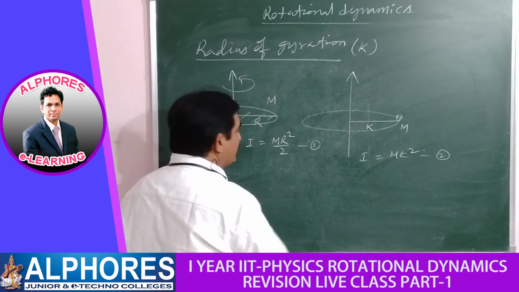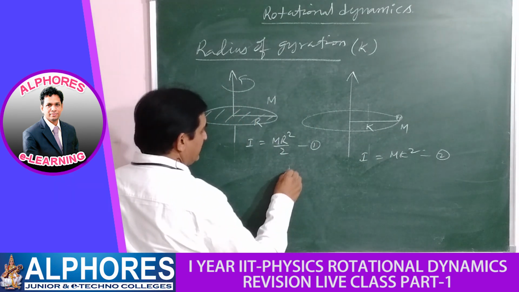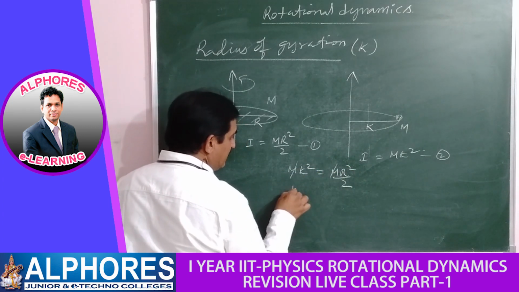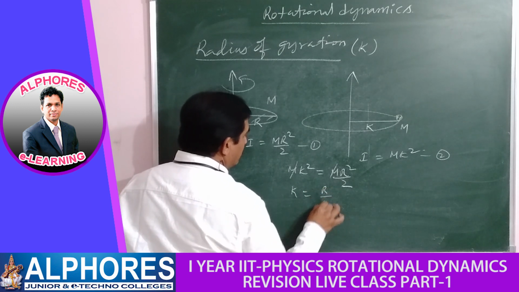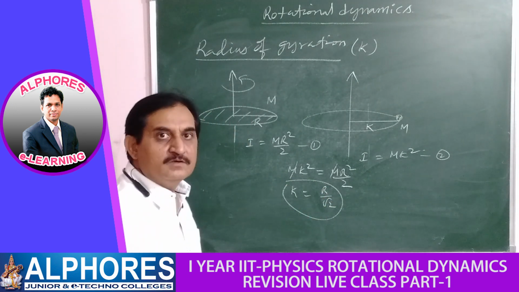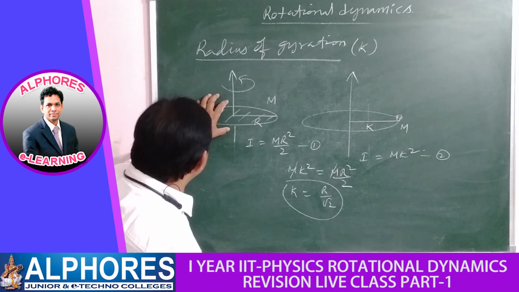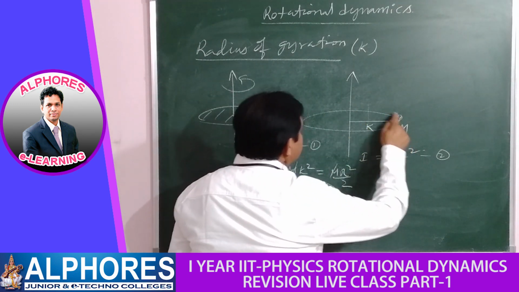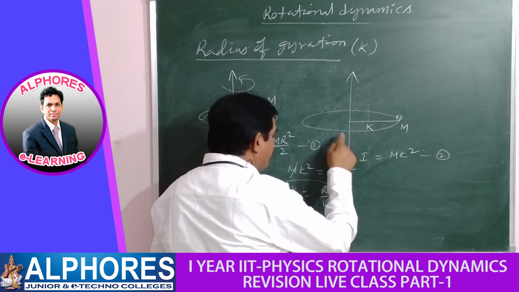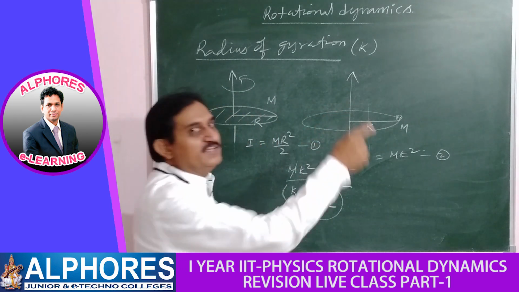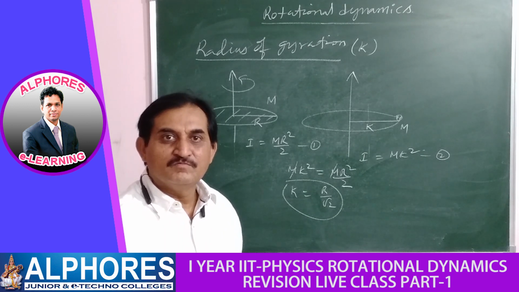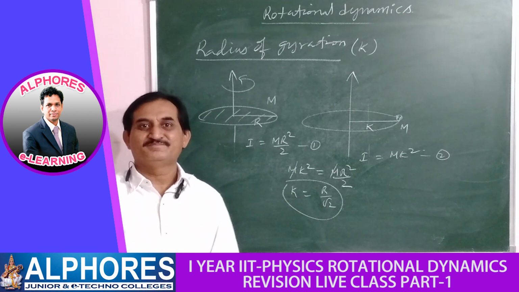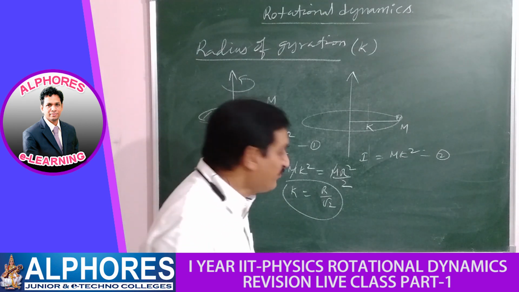So this radius of gyration can be found by equating these two. Mk square is equal to MR square by 2. M gets cancelled. K is equal to R by root 2. So its meaning is, when you make this disc into a point mass which is to be moved along a circular path about the fixed axis at a distance of R by root 2, you will find a moment of inertia equal to the moment of inertia of this disc. This is the meaning of radius of gyration.